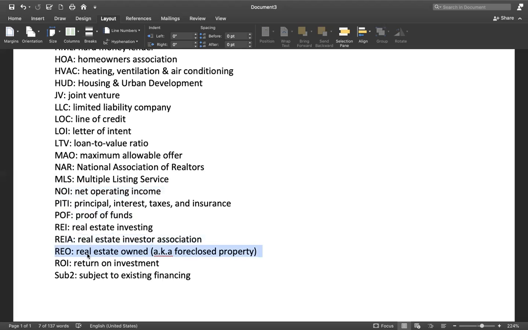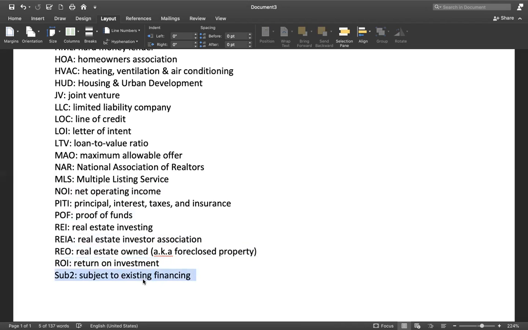REO stands for real estate owned. So this is a foreclosed property. Once the property goes through sheriff's sale, and if no one bids on it, it goes back to the bank. And once the bank owns it and clears the foreclosure process, it is now called an REO property. ROI stands for return on investment. Just another calculation to see how much you're going to make on a property.